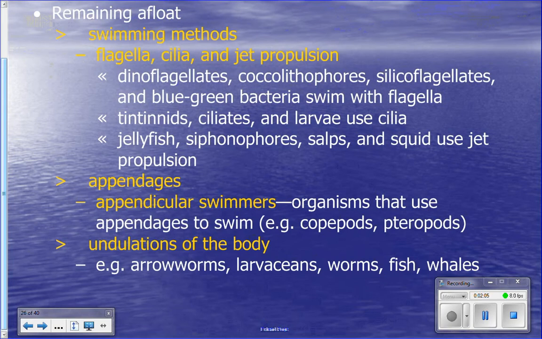Other things will use undulations of the body. So imagine a sea snake, how a sea snake moves back and forth. That's like an undulation of the body. And you'll have several things that will swim with that method. The larvaceans will use that. Worms, fish, whales, they'll all use undulations of the body to swim.